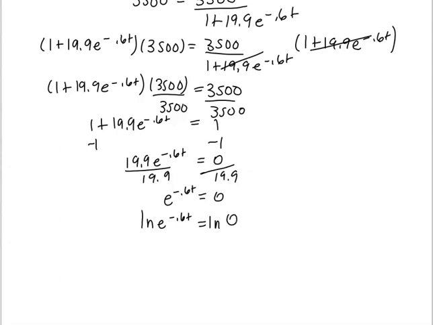The problem is this is not possible. You can't take the natural log of 0 because that would be e to the what power is going to give you 0. Well, there's not one. So the answer is just going to be no. It's not possible to make that be equal to 3,500.